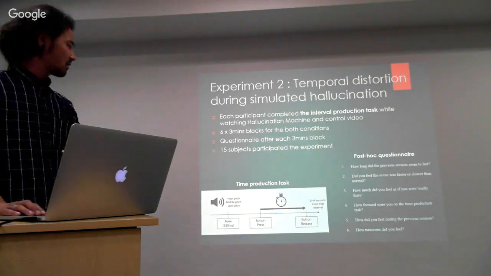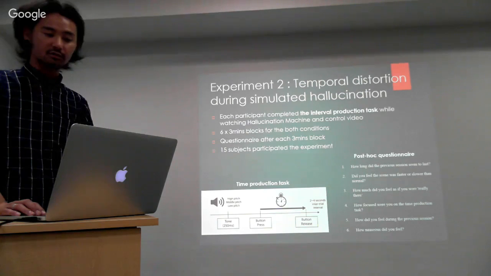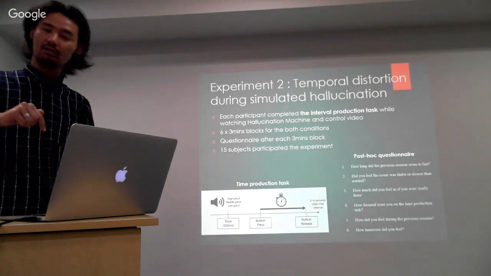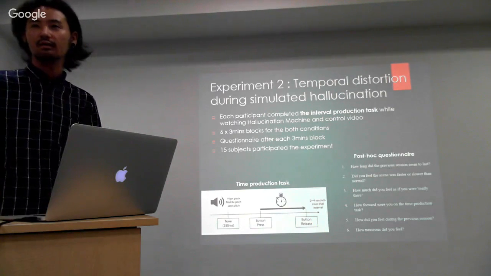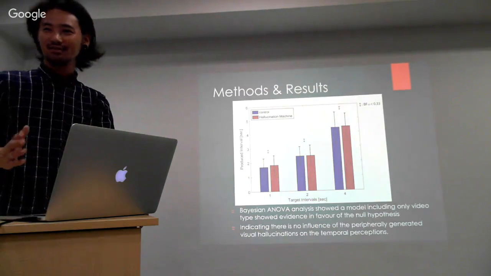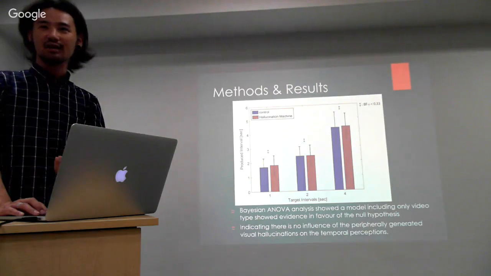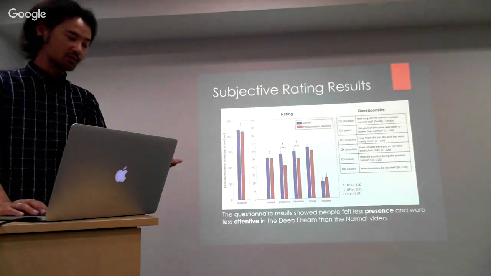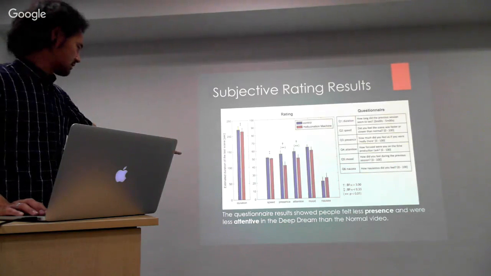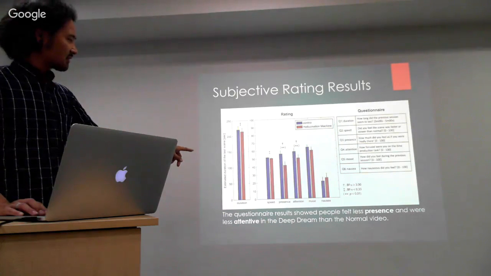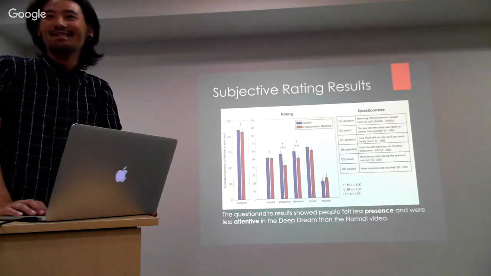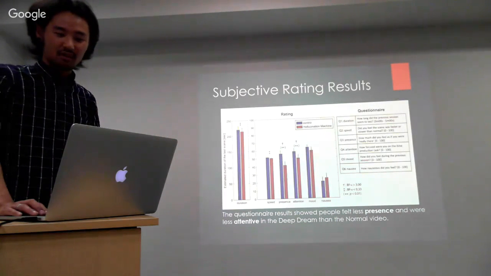So we tested temporal perception under the deep dream hallucination machine, using temporal production tasks. Beforehand, people were trained a little to generate 1 second, 2 seconds, and 4 seconds. In the actual hallucination machine, they were instructed to do the same. And we didn't find anything. So time distortion wasn't induced by visual hallucination itself; the actual drug can perhaps change time perception more fundamentally. After each block we also asked about subjective experience, and we only found that people felt less presence and were less attentive in the deep dream, which doesn't give much information.